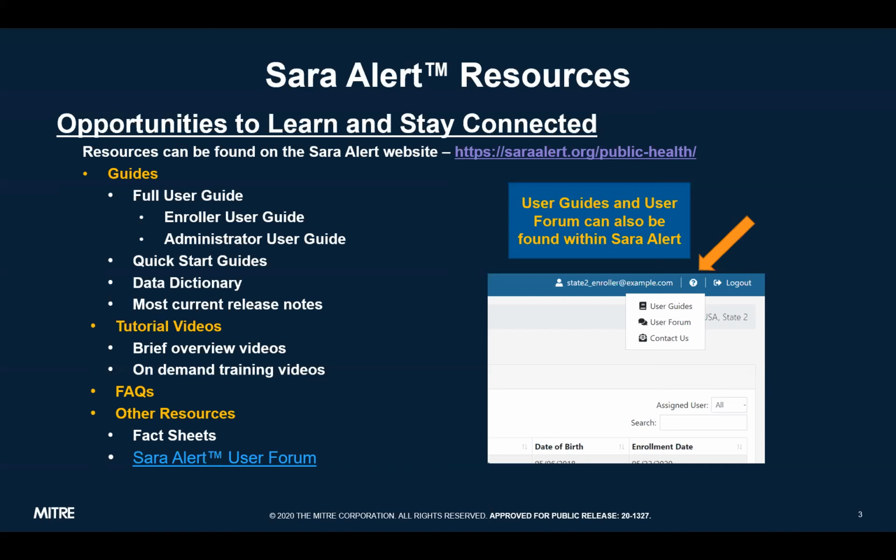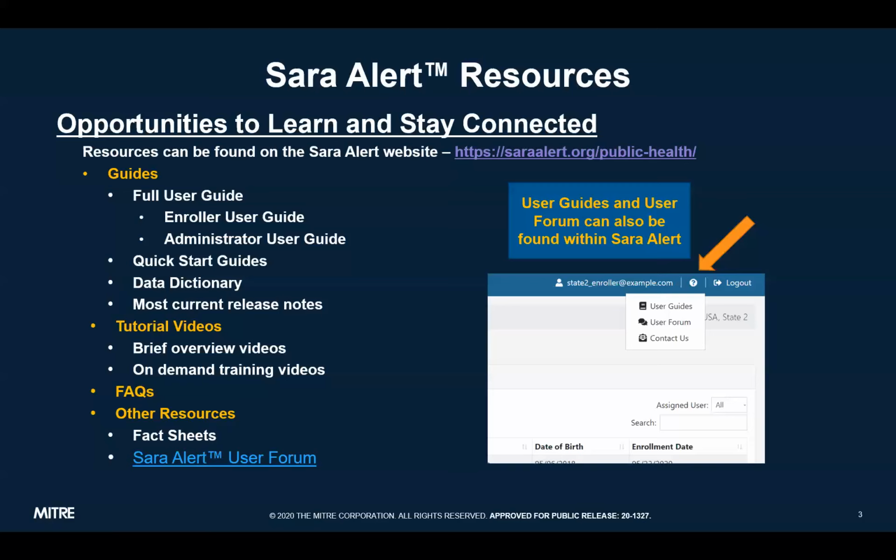We have a data dictionary that details the fields or variable names, definitions, and attributes about data elements that are being used in the software database. The most current release notes are available with each new release that detail new features and enhancements to the software and specific page numbers in the user guide where that new information can be located.